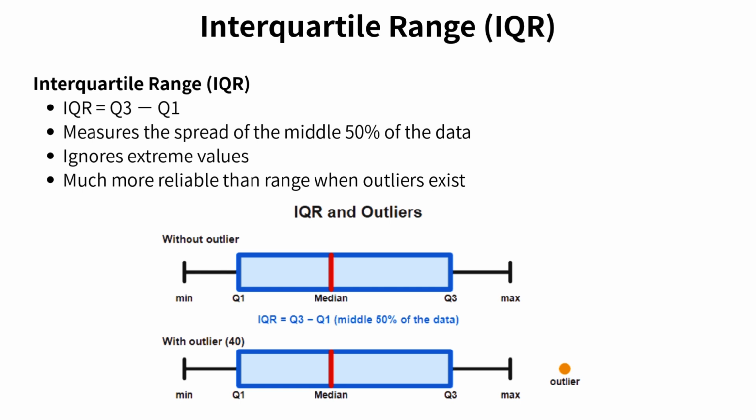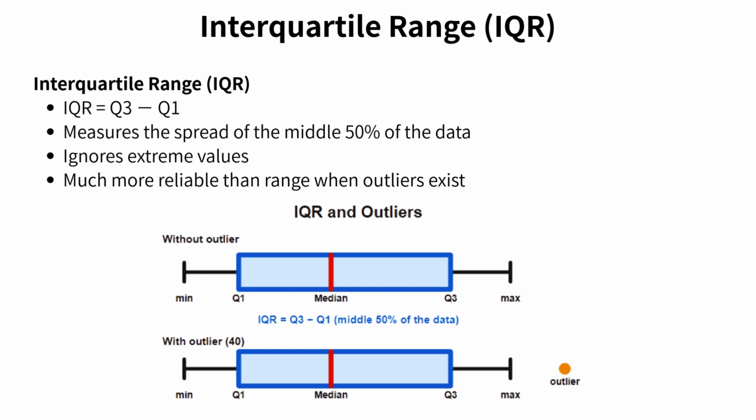Because it is an outlier, it is not included in the whiskers. Instead, the whisker stops at the largest value that is not an outlier. This means that in this case, the label, max, does not represent the true maximum value. It represents the maximum non-outlier value. The outlier itself is shown separately as a single point beyond the whisker.